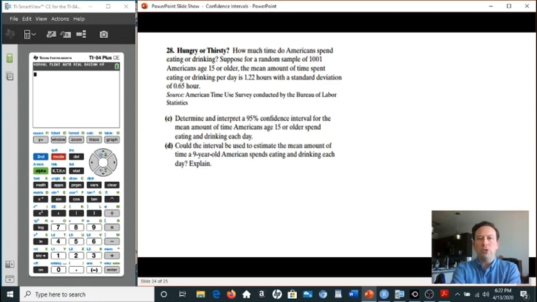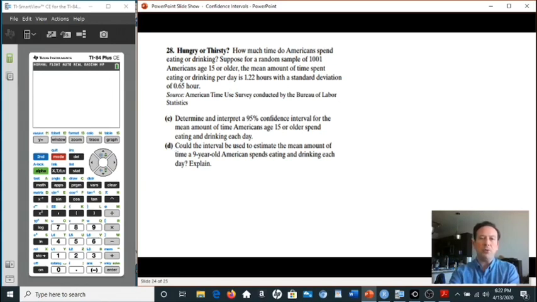This example is also on your NTS, number 28. How much time do Americans spend eating or drinking? Suppose for a random sample of 1,001 Americans, 15 and older, the mean amount of time spent eating or drinking per day is 1.22 hours with a standard deviation of 0.65 hours. We're going to be answering questions C and D only in this problem, so we're skipping A and B.